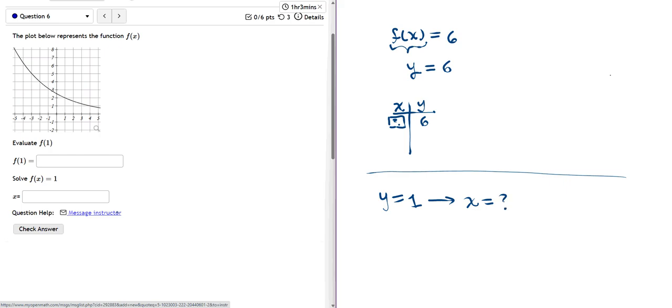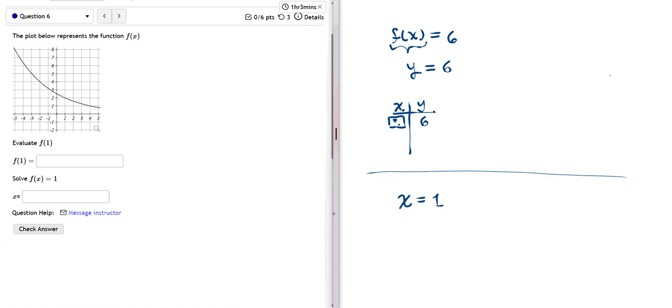Okay. Oh no, I'm sorry. That's incorrect. Oh, almost told you the wrong thing. So what I should have been saying is that the x is equal to 1 because that's the part that's inside of the function. So that's the input. And remember that the output would be the y value, which would be your f of 1. That's what we're actually looking for.